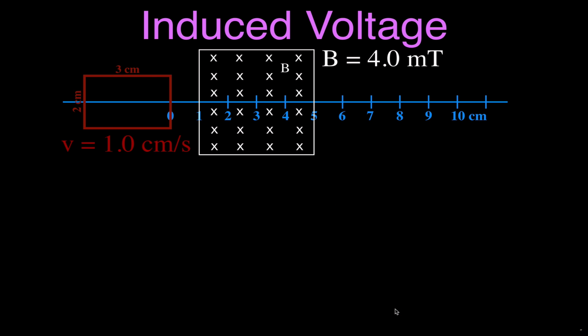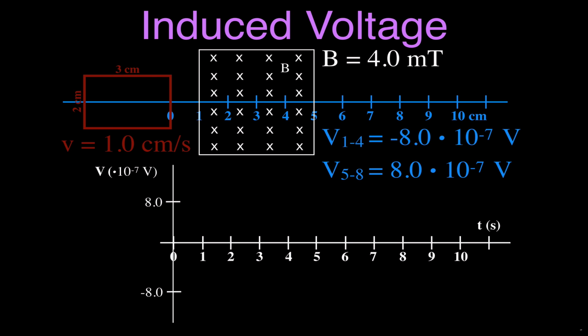Now we can make a graph of that again. For the first second, as it moves in, there's no change, there's no induced voltage, so we just put 0 for the first second. Now, for the next 3 seconds, there is an induced voltage, so we just draw a horizontal line. It doesn't have a slope, it's just a constant induced voltage.